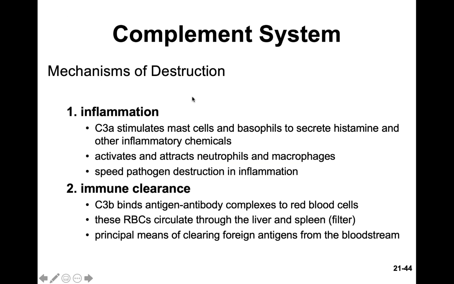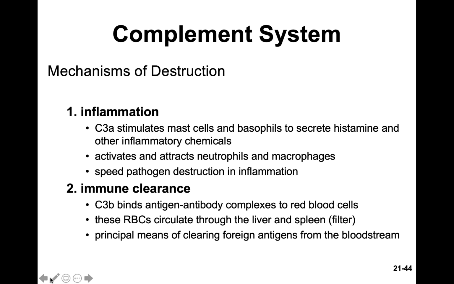Now, this is where we add a little bit more detail, and you're going to hear me talking about C3a and C3b a little bit more. And there's a good number of questions on the tests that ask you what the function is of C3a and C3b. So just be sure that you're learning them and you're distinguishing them from one another. So when you activate complement, whether it's through an antibody, whether it's through lectin, whether it's through no antibody at all, the mechanisms of destruction are 4 of them.